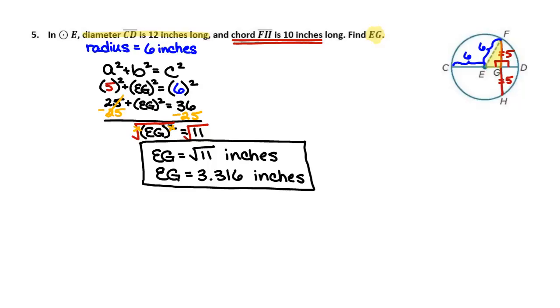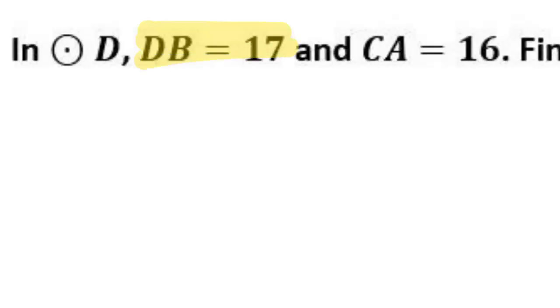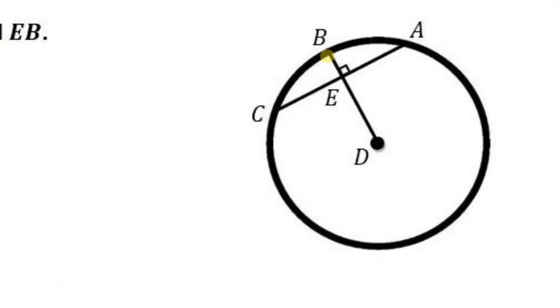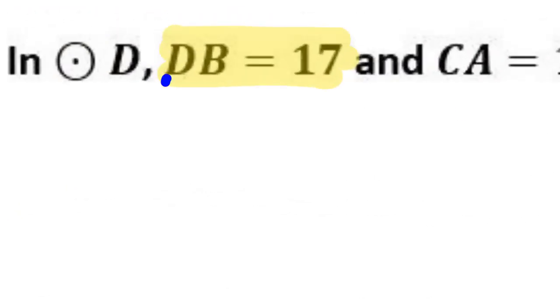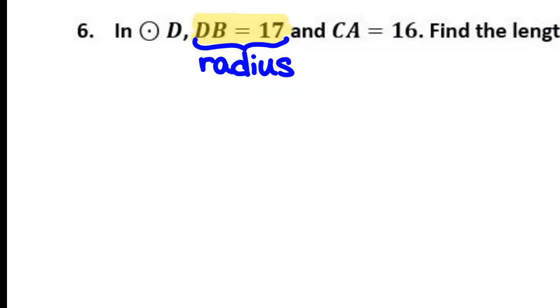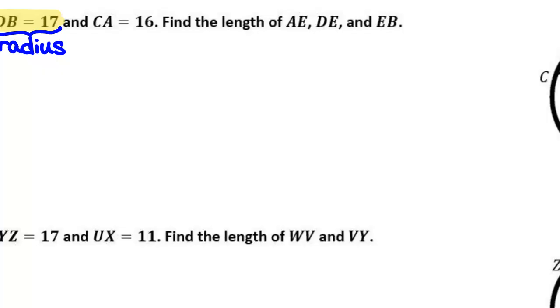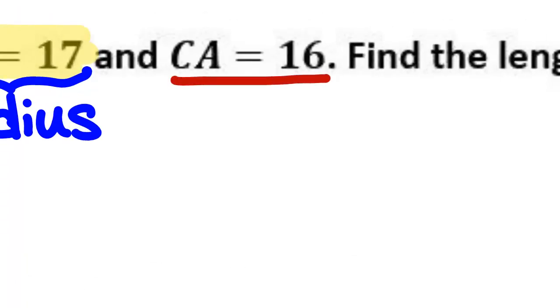Let's look down at number 6. Number 6, it says that dB is 17. When I look over in the picture, this is dB. What part of the circle would we call that? From D to B would be what? That's a radius, yes. And then it says CA is 16. What part of the circle is CA? That's a chord.